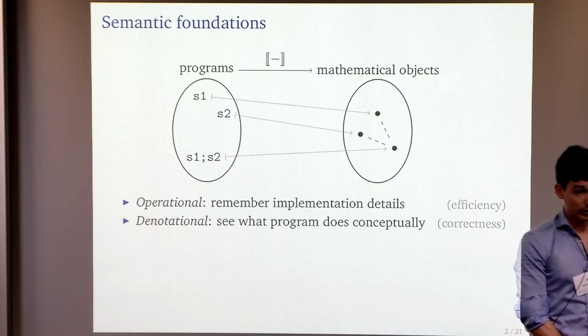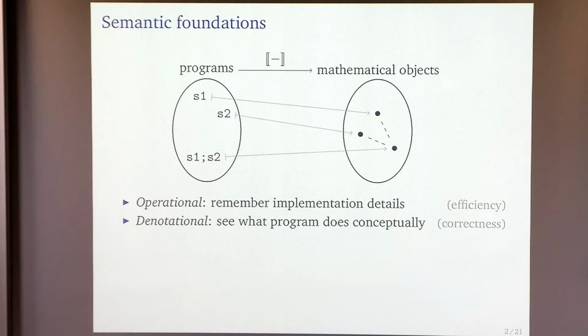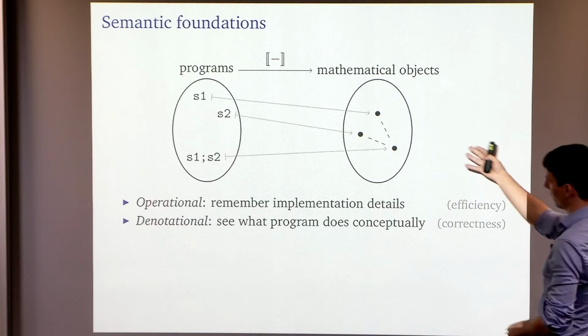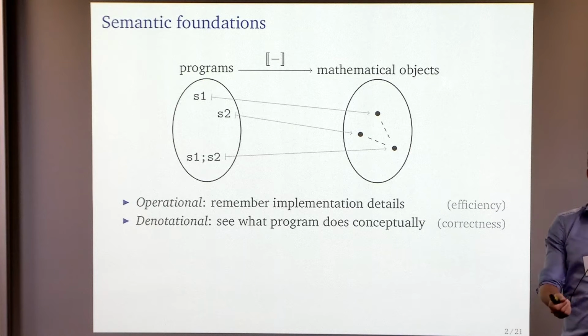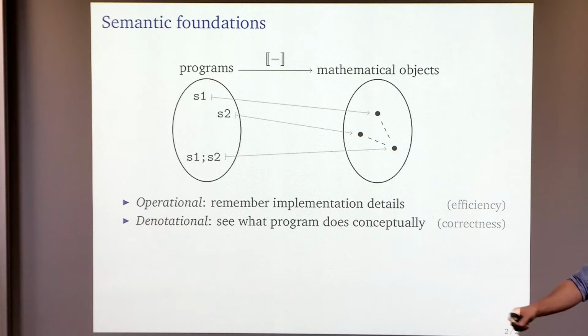There's various ways of doing this. You could do this operationally. You could think of these kinds of mathematical objects as, I might take literally some sort of state machine that sort of executes the trace of this program and keep all the implementation details along. And that's very handy if you want to think about efficiency of a program.